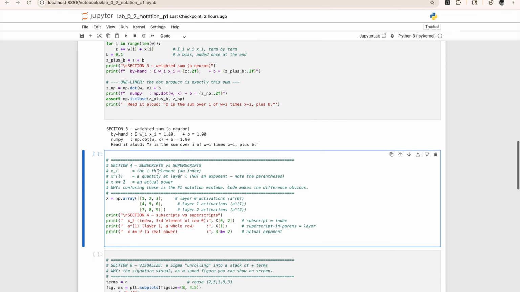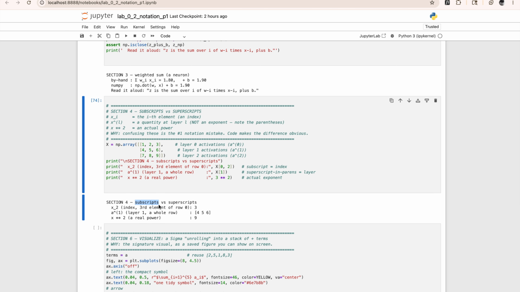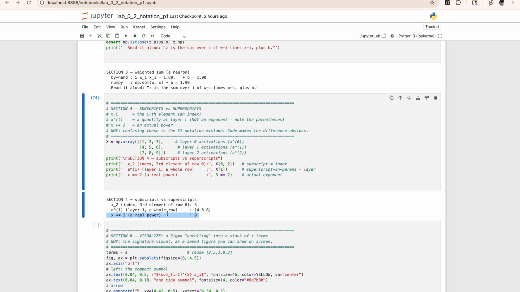Here is the mistake that trips up almost everyone. A subscript, X sub 2, is just an index, the second item in a list. A superscript in parentheses, X to the layer L, means a quantity at layer L. It is not an exponent. Only X with a plain power like X squared is a real exponent. In code, the difference is obvious. One is indexing, the other is a power.